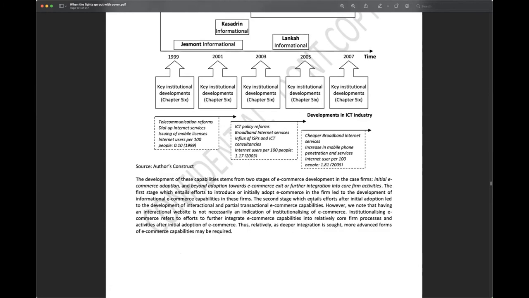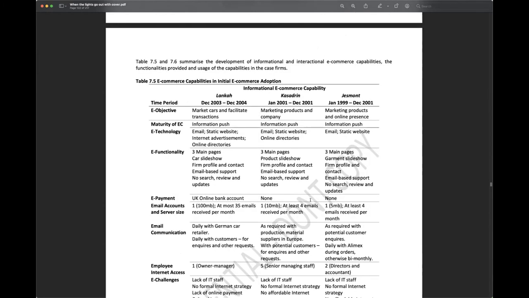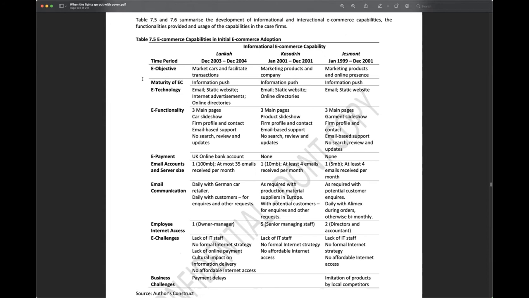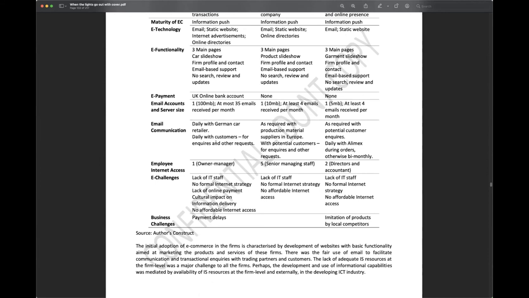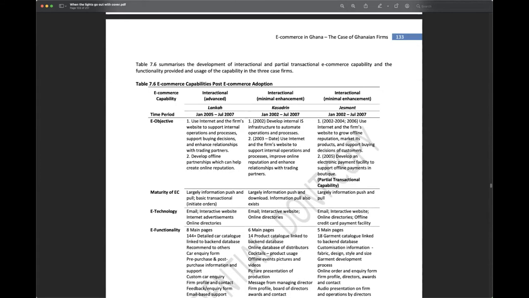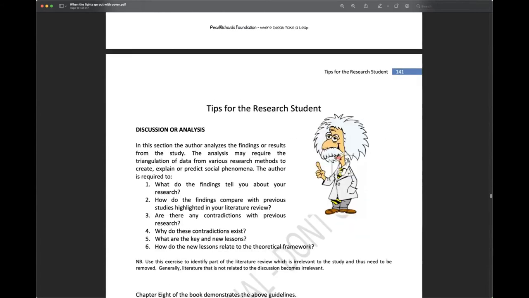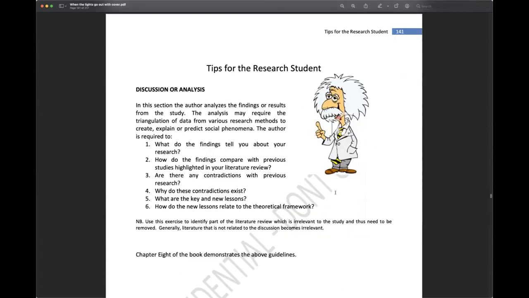So the diagram comes, then I go to the tables where I can compare different types of capabilities, and then look at the different firms, what they went through at each timeline. So all these are cross-case analysis. I'm bringing summaries. It is these summaries that I finish, and I go to chapter 8 and start my discussion. If you look at my chapter 8, I call it a discussion or analysis.